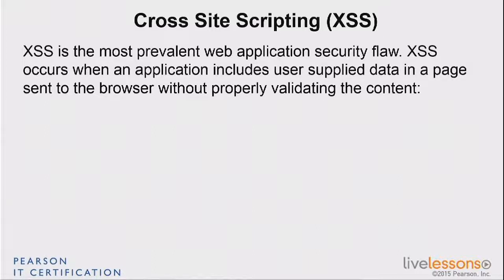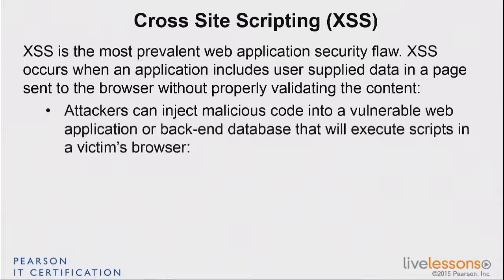XSS occurs when an application includes user-supplied data in a page sent to a browser without properly validating the content. So attackers can inject malicious code into a vulnerable web application or into a back-end database, and then that malicious code will execute in a victim's browser. So when the victim visits that site or accesses that database, that code is going to come down locally and execute locally in their browser.